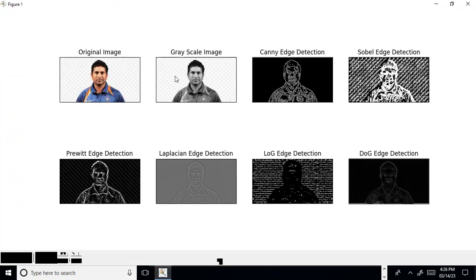See here, Sachin Tendulkar, the original image. This is the image converted to grayscale level, Canny edge detection, Sobel edge detection, Prewitt edge detection, Laplacian edge detection, and then Laplacian of Gaussian, combined with the Gaussian edges. Here this is the LoG edges. Here this is DoG, difference of Gaussian edges. So normally you will say Canny edge detection is the best method for providing your result.